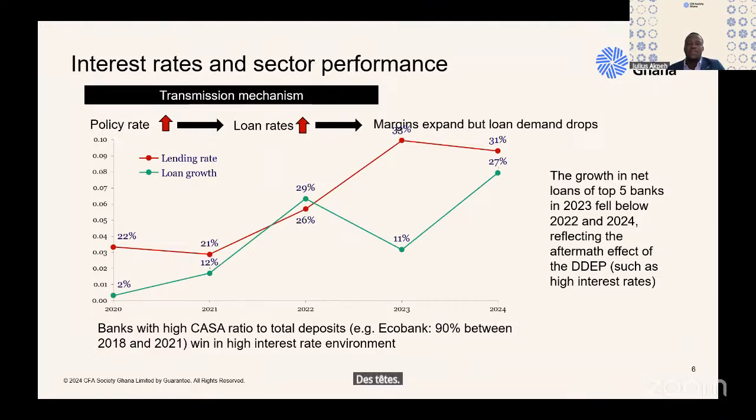So if you look at it, for example, EcoBank between 2018 and 2021, the CASA to total deposits was 90%. Imagine 90% of the deposits of EcoBank in this period were from current accounts and savings accounts. So other expensive sources of deposit like time deposits are not problems here, right? And so they don't have to increase interest rates to attract any deposit. People are actually bringing in money, and CASA doesn't cost money. Okay, so they tend to win in a high interest rate environment.